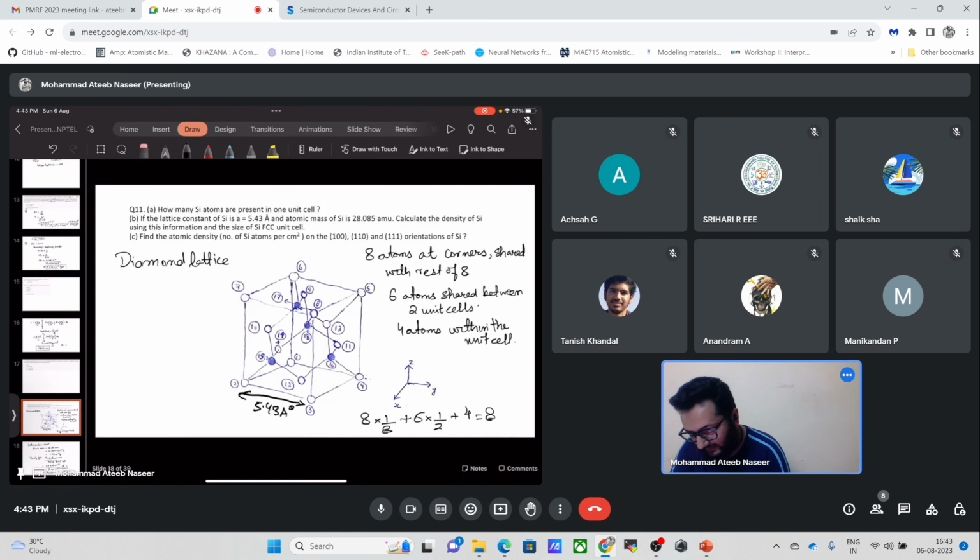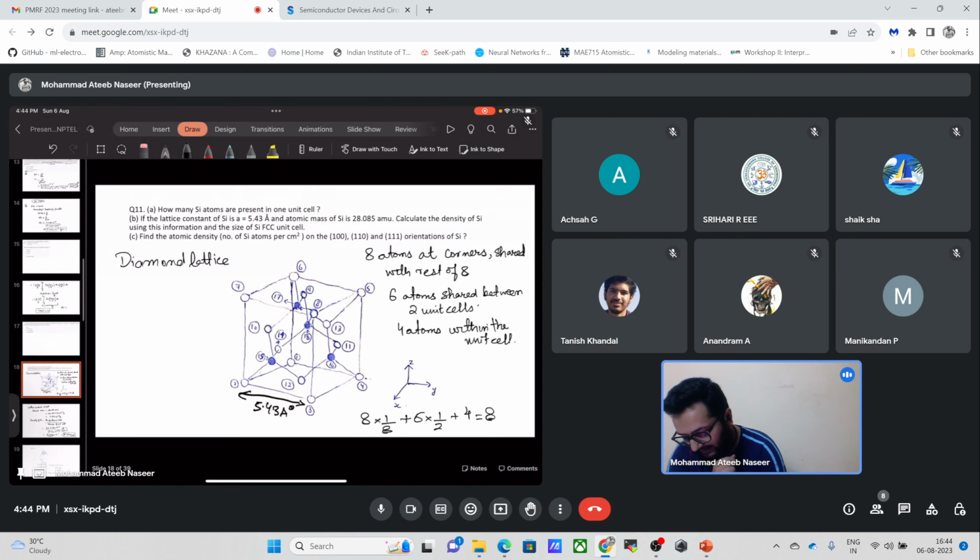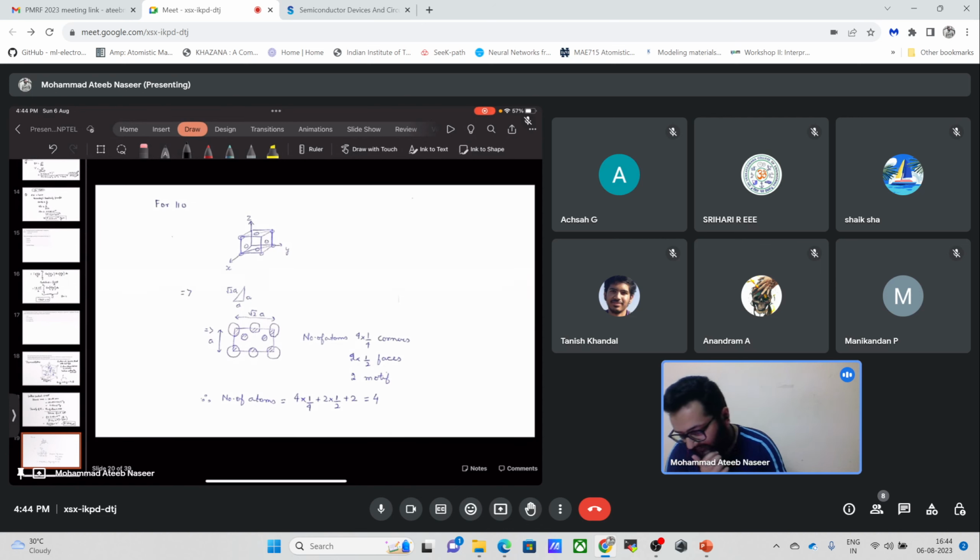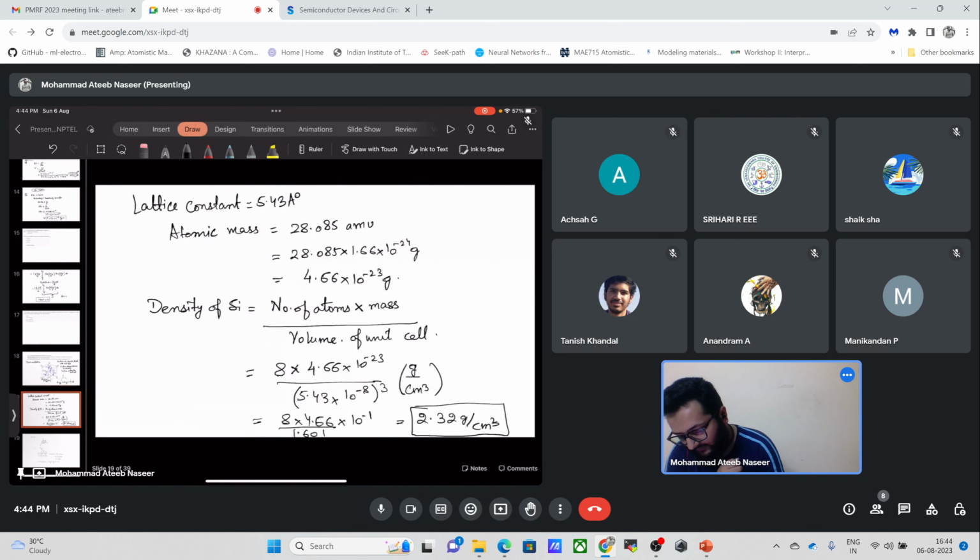Now this is another part as well, where we have been told to find the atomic density. This is a different thing. This is not the density. This is atomic density, which means number of atoms per unit volume or per unit area. Over here, since we have to deal in planes, you must have seen that, for example, if I have this FCC lattice, let me draw this for the 100 plane.